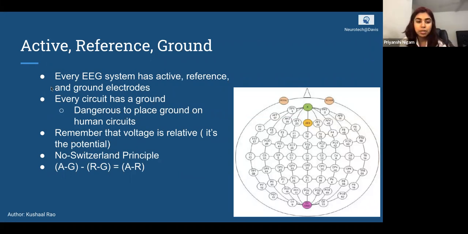As for the no Switzerland principle, there is no completely electrically neutral point for reference. So here's an idea for reference: it will continue to pick up electrical activity in the brain, so other nearby muscles would also affect the active electrodes. That's one way to think about it.